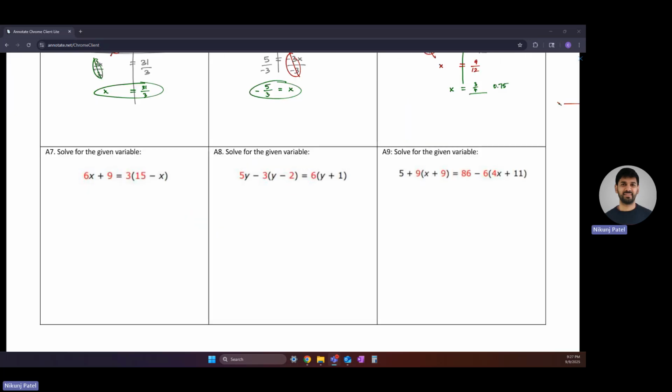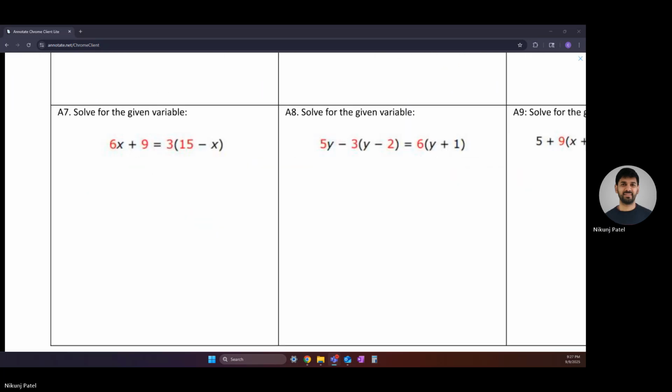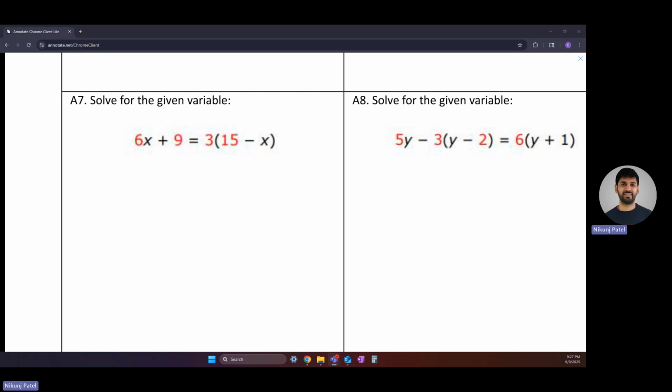Okay, let's keep going with some more examples now. So now it's just a mixed bag of questions at this point as to what to do. So we just have to look at each individual problem and try to determine what's the best route to go with. And as you can see here, whenever you have parentheses, we can multiply that through. I'm going to leave the 6x plus 9 alone. We're going to have 45 minus 3x.